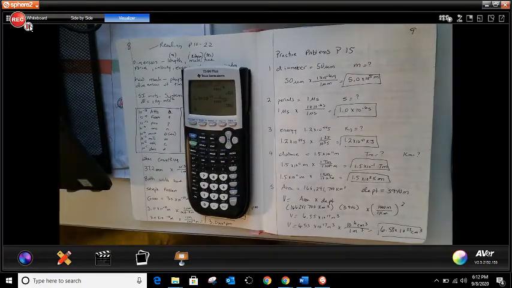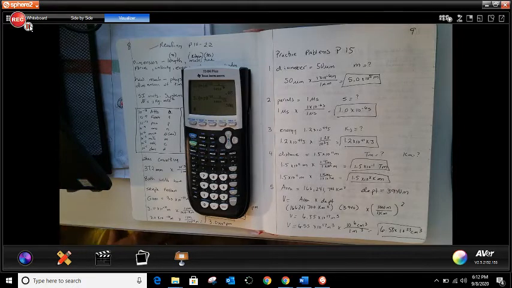So on our practice problems, it says a human hair is approximately 50 micrometers in diameter. Express the diameter in meters.